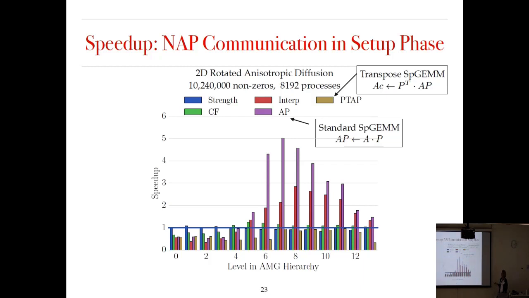So for this hierarchy, we are only looking at level 5 on, and that's the only time we use node-aware communication. So those first few levels, we don't use it. We do keep node-aware communication in P transpose AP because this really varies by problem. In a lot of problems, you do see a lot of speed up for it, but having the slowdown has very little effect. So we keep it in regardless.